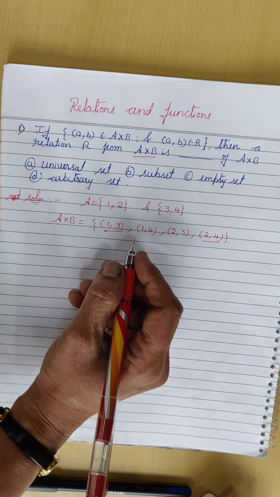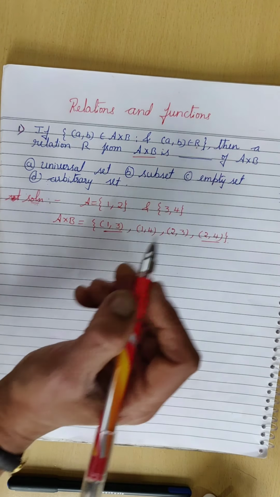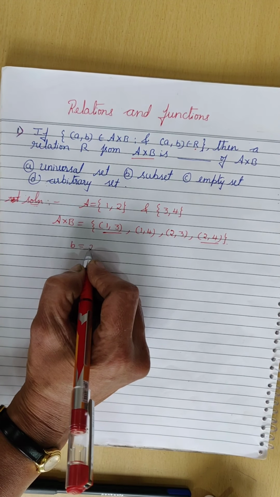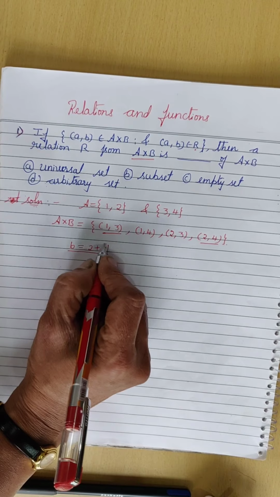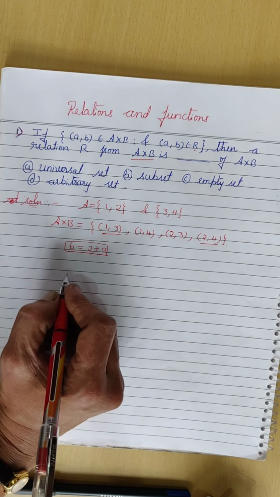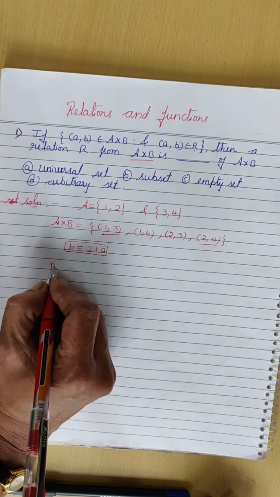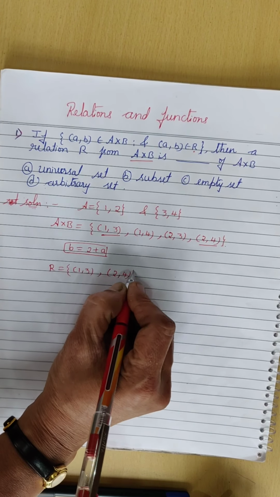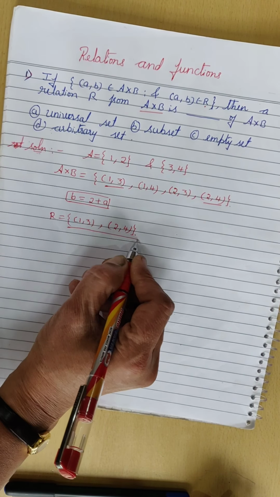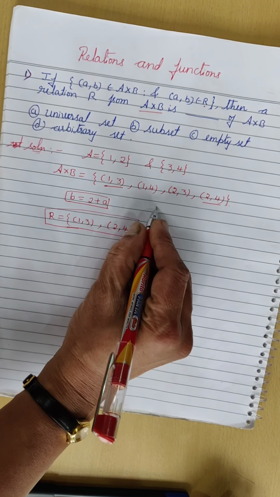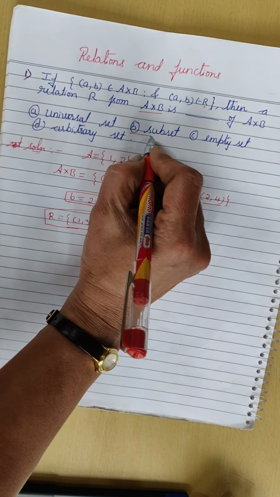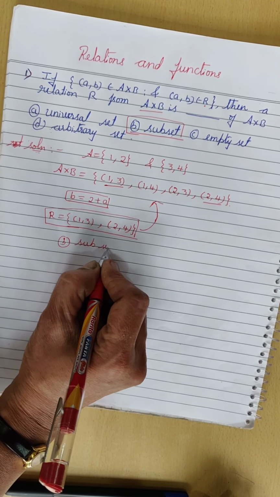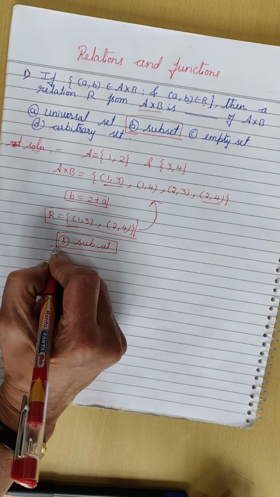They are in what kind of relation? We are forming a relation right here. So here B is equal to 2 plus A. Both are having this relation. Now we can take R is equal to {(1, 3), (2, 4)}. Now, this is a subset of A cross B. So our answer is B, subset of A cross B.